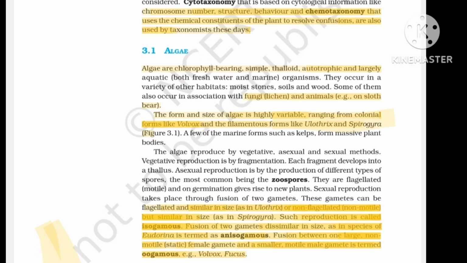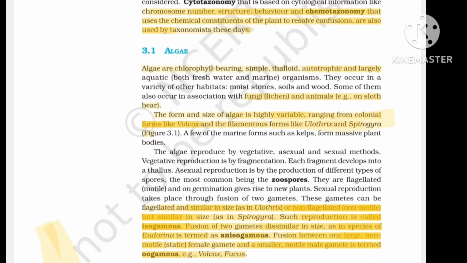They are chlorophyll bearing, they are simple, they are autotrophs, and they can be found in both fresh water and marine water. They have various habitats like moist zones, soils and woods, and symbiotic association is also found in this. With lichen they form symbiotic association, and in animals, in sloth bear.